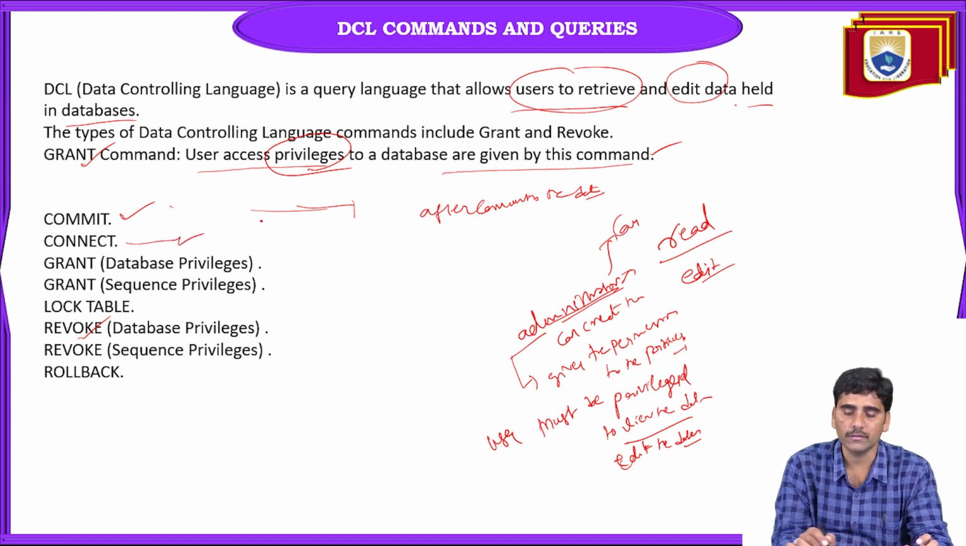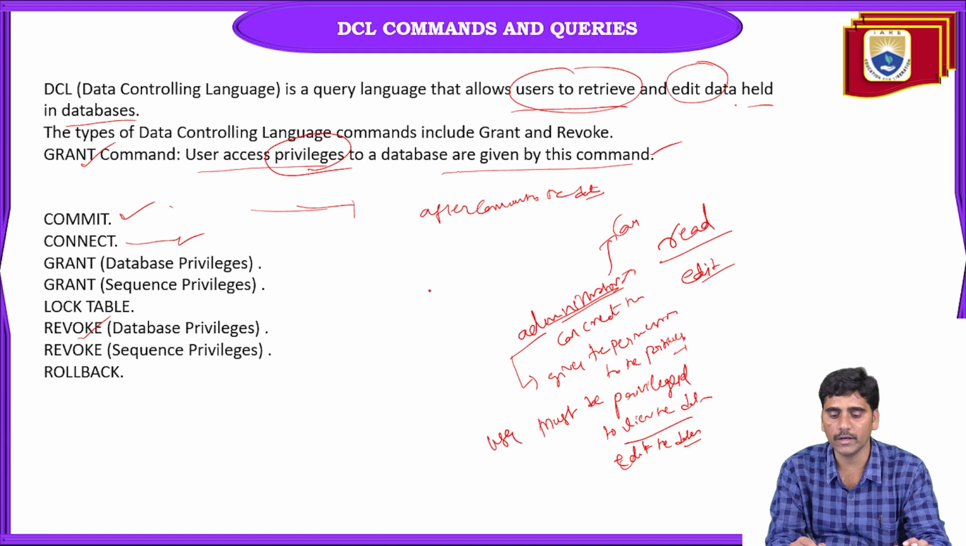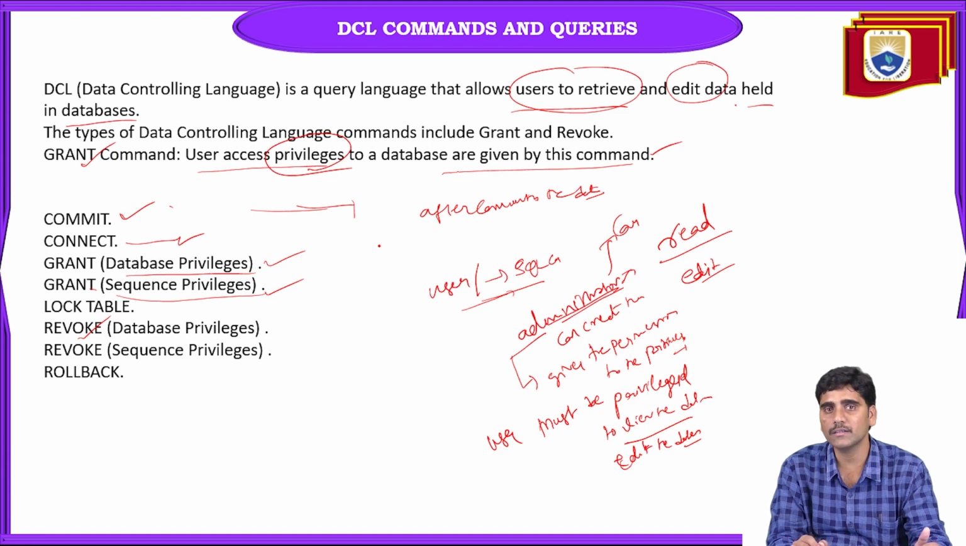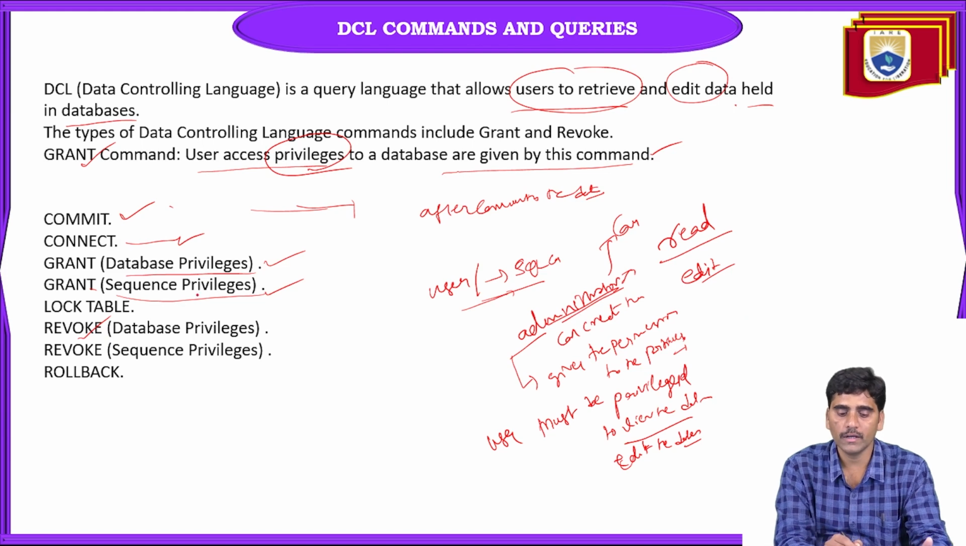Next one, connect. The connect command connects the user to the SQL window or command prompt window. And grant for database privileges, and grant for sequence privileges. So granting is nothing but giving access to a particular user for some sort of roles, like the insert role, edit role, update role, delete role, and the like. And grant sequence privileges.